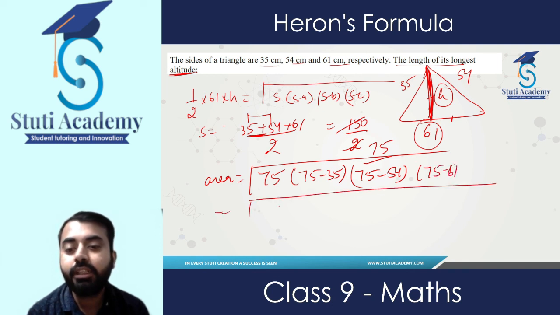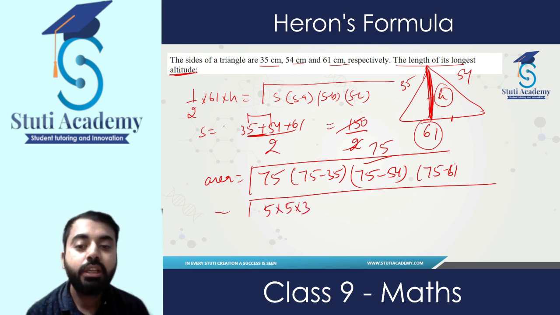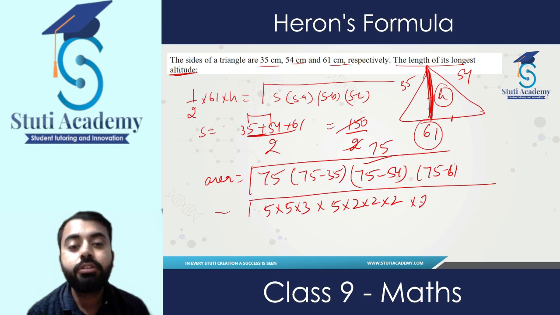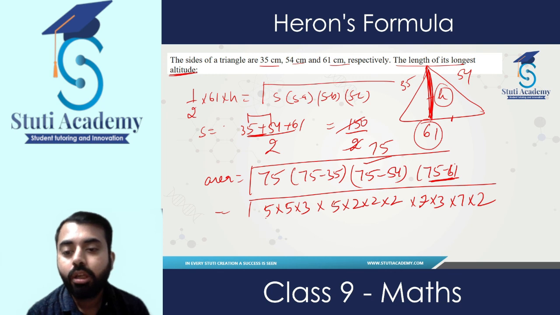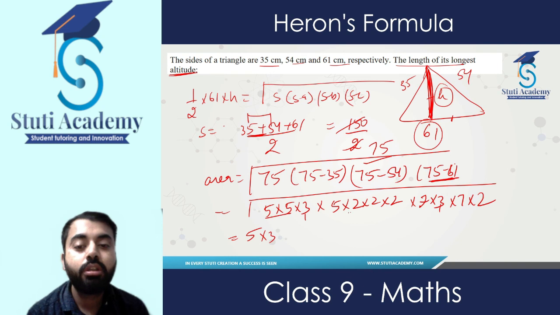75 can be written like this: 5 into 15, so 5 into 5 into 3. 75 minus 35 is 40. Can I write it like this, 5 into 2 into 2 into 2? 75 minus 54 will be 21. Can I write it like this, 7 into 3? And 75 minus 61 will be 14. That means 7 into 2. The 5s got complete, so I got this out. 3 and 3, they are complete. I got 3 out. 5 was left alone here.